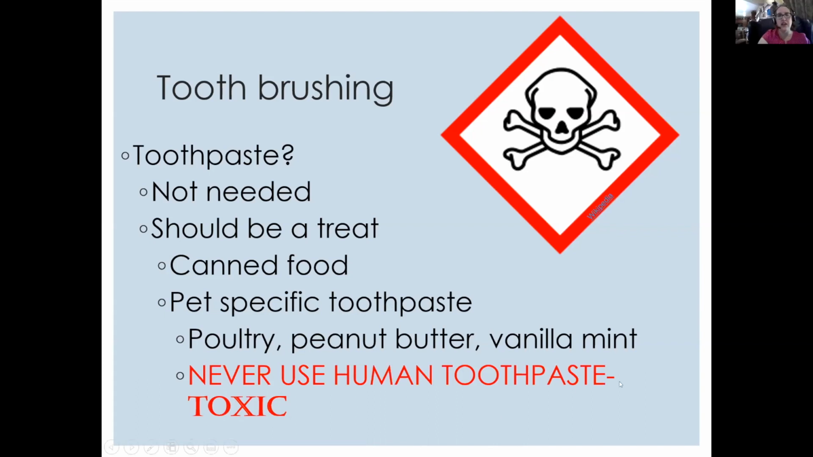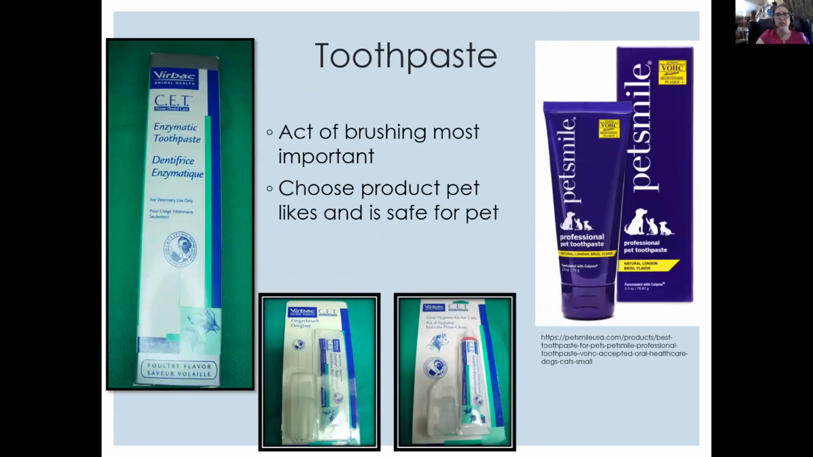But the big thing is never, ever, ever use human toothpaste. Human toothpaste has things in there that we can tolerate as humans, but dogs and cats can't. And the big thing is that we as humans brush our teeth, we swish and we spit. We can't train our dogs and cats to swish and spit. So human toothpaste was not meant to be consumed. So the act of brushing is way more important than using toothpaste. And you can just use water. That would be fine too. So, choose a product that is safe and that your pet likes. As far as toothpaste, that's the most important.